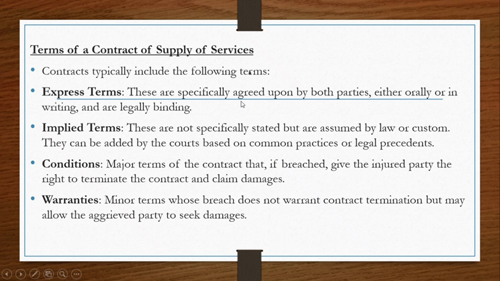Yeah, in this video, we look at the terms of a contract of supply of services. Contracts typically include the following terms: we have the express terms, we have the implied terms, then we have the conditions, and then we have the warranties. So the express terms are specifically agreed upon by both parties.